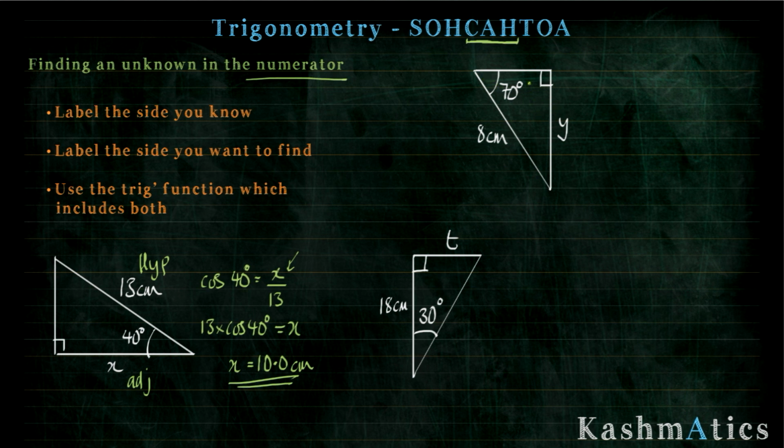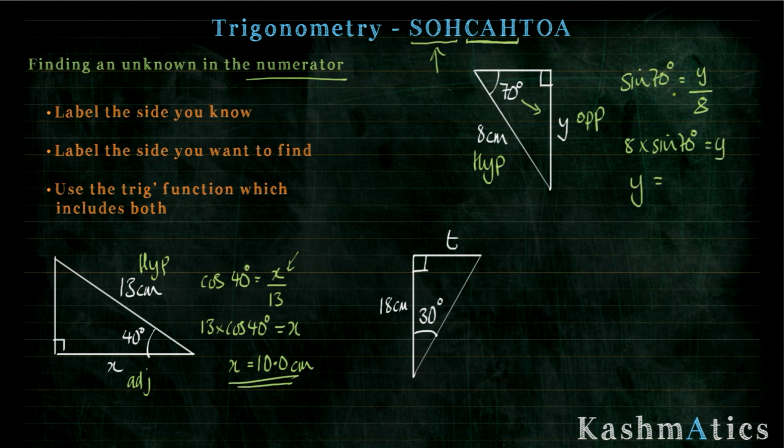So the side that I know is the hypotenuse. The side I'm trying to find is opposite the 70 degrees, so that is the opposite side. Hypotenuse and opposite appear in this ratio here, so the sine ratio. So I've got sine 70 equals opposite, which is y, divided by the hypotenuse, which is 8. So I need to multiply the other side by 8, so 8 times sine 70 is equal to y, so y equals 7.5 centimeters.